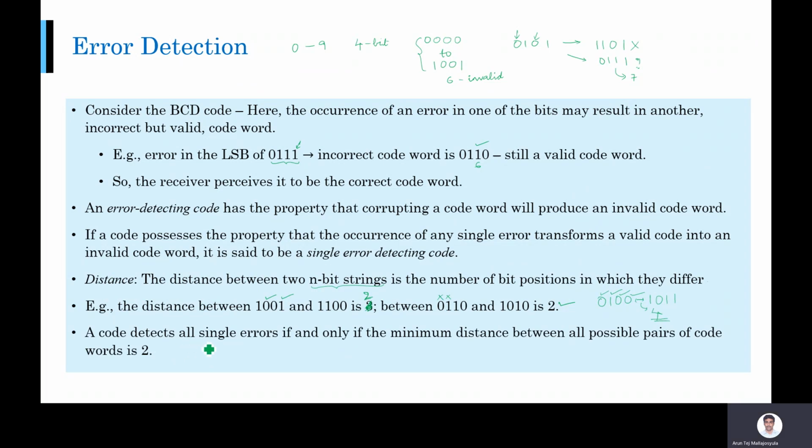Now this is the most important one. A code detects all single errors if and only if the minimum distance between all possible pairs of code words is 2.